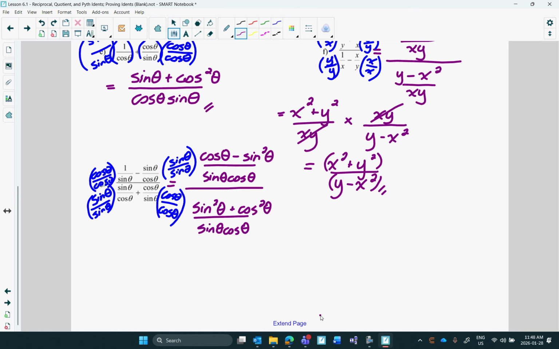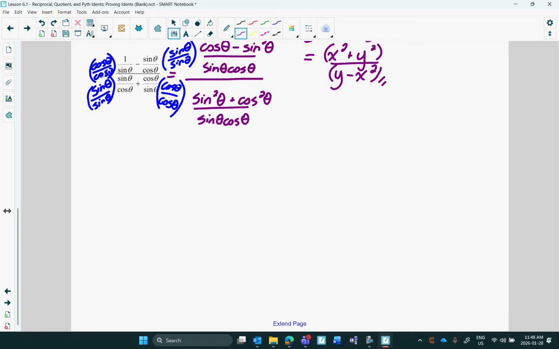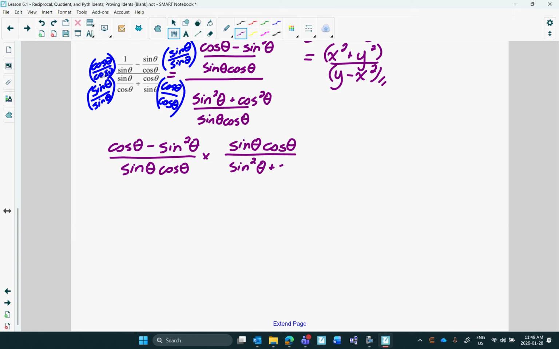Okay. Now I'm going to change this, divide this into a multiplication. So it's going to be cos theta minus sine squared theta over sine theta cos theta times, flip the bottom fraction, sine theta cos theta over sine squared theta plus cos squared theta.